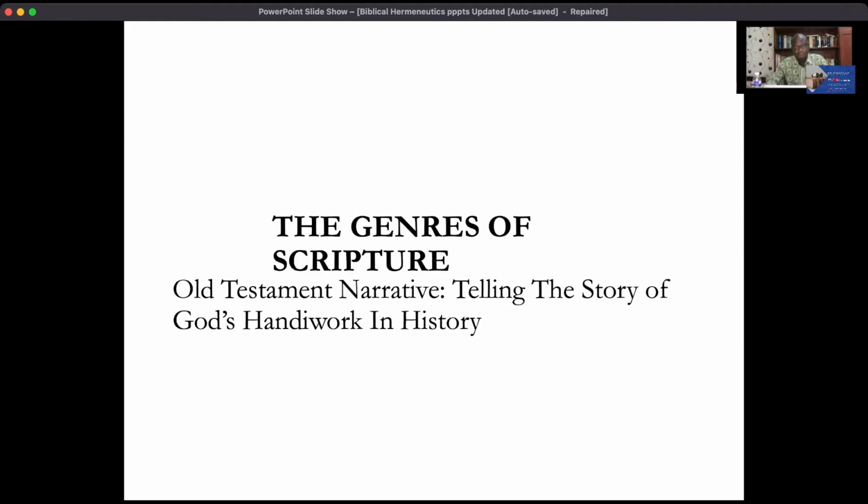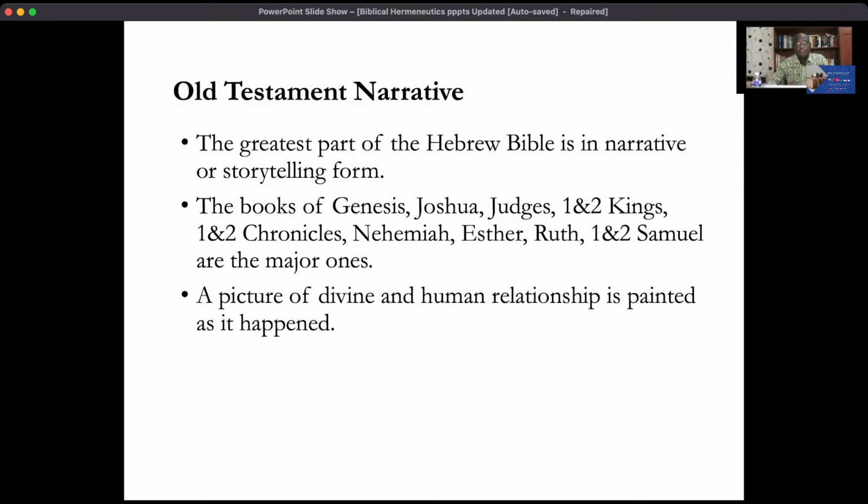Now, we looked at interpreting narrative. The greatest part of the Hebrew Bible is in narrative or storytelling form. The books of Genesis, Joshua, Judges, 1 and 2 Kings, 1 and 2 Chronicles, Nehemiah, Esther, Ruth, 1 and 2 Samuel are the major ones. The picture of divine and human relationship is painted as it happened. And here the point is that when it comes to narrative in the Old Testament, you must remember that how events happened has been accurately presented.